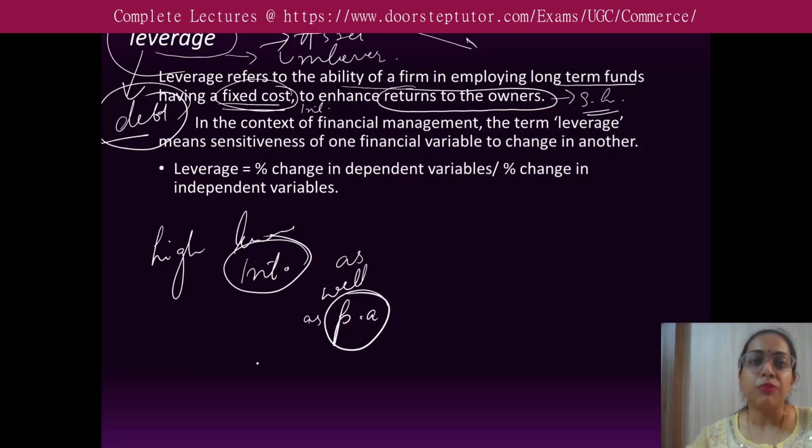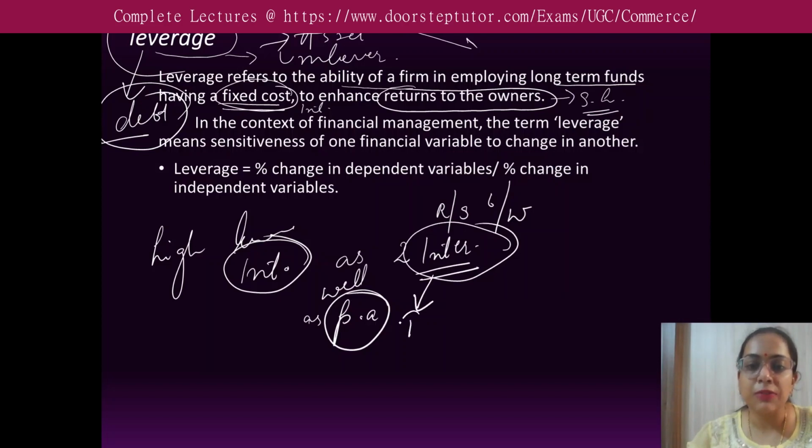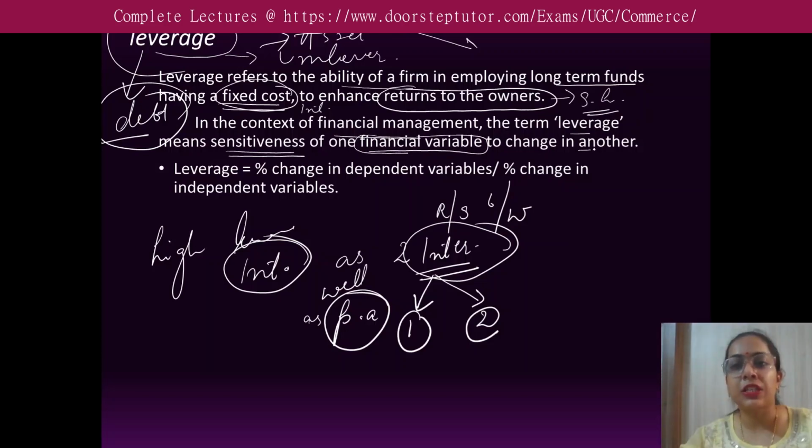From a financial management point of view, leverage shows the relationship between two interrelated variables. Two interrelated variables means that if we change one variable, it represents a change in another variable. So in the context of financial management, the term leverage means the sensitiveness of one financial variable, how sensitive one financial variable is to change in another.